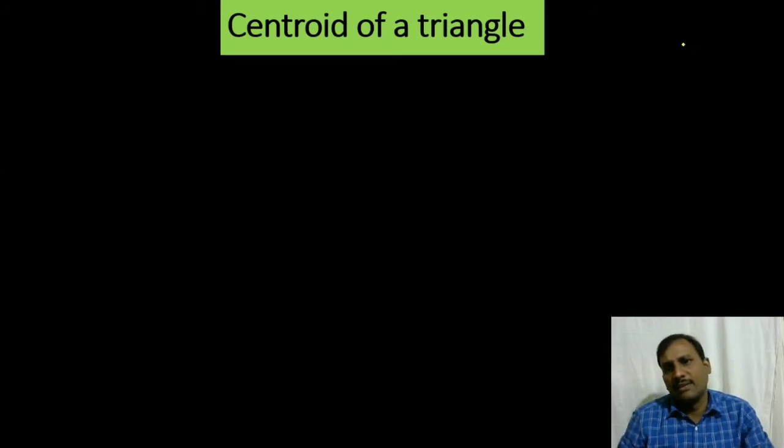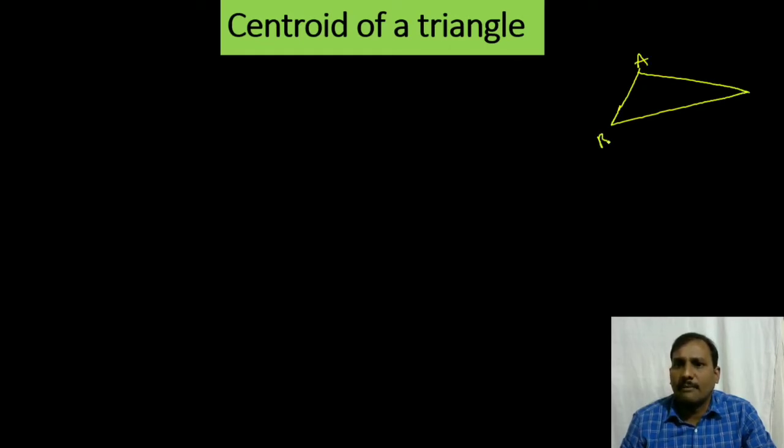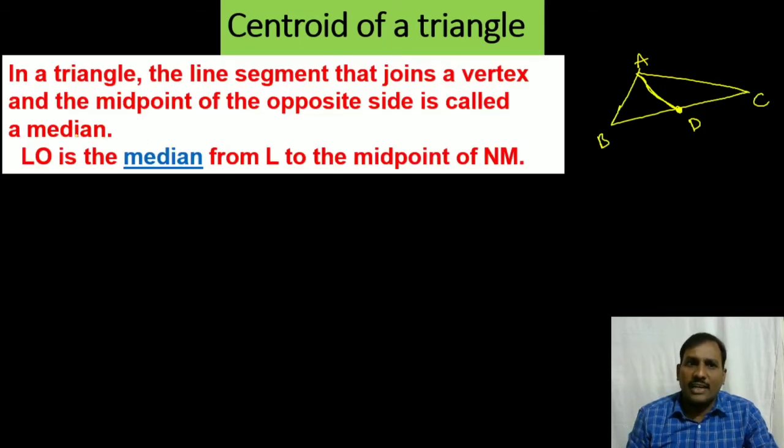What is a median? Suppose you take a triangle. This is a triangle ABC, let us say. Now this is the midpoint of one side BC. So the line segment joining the midpoint of one side to its opposite vertex is called a median. So if I say AD, it is the median of the triangle.